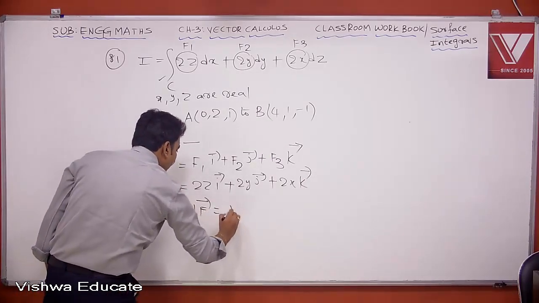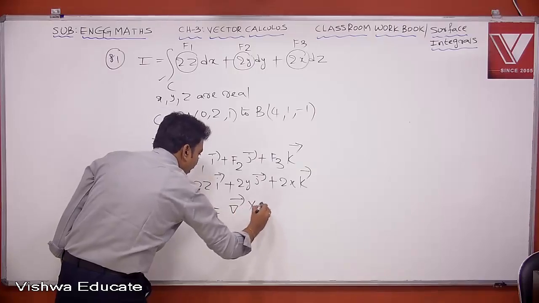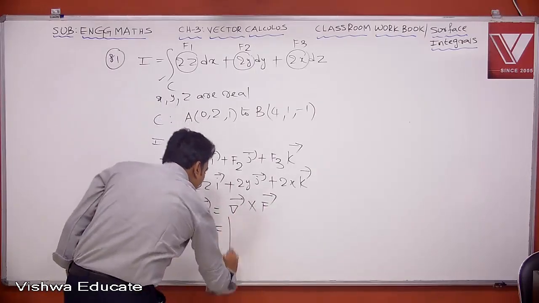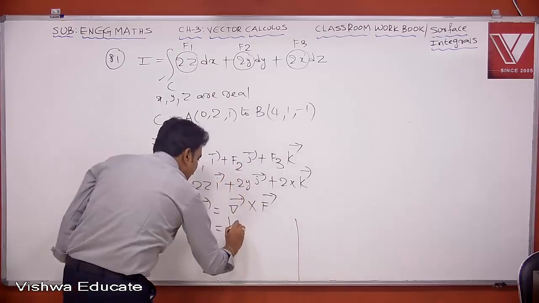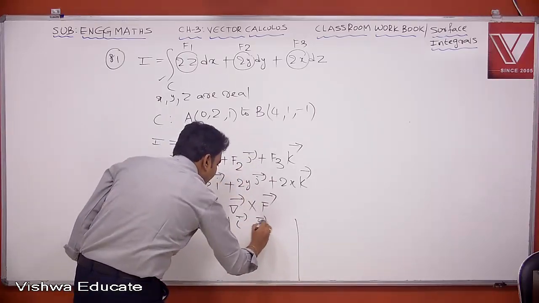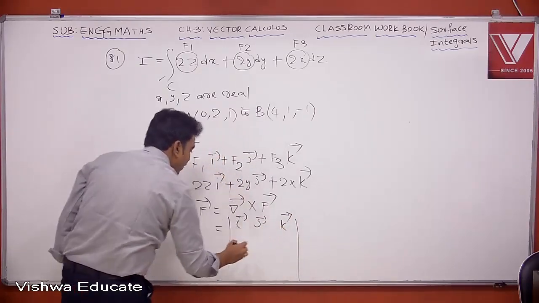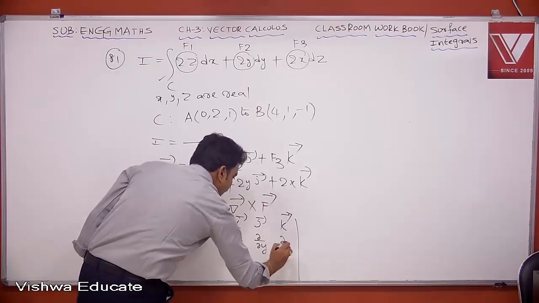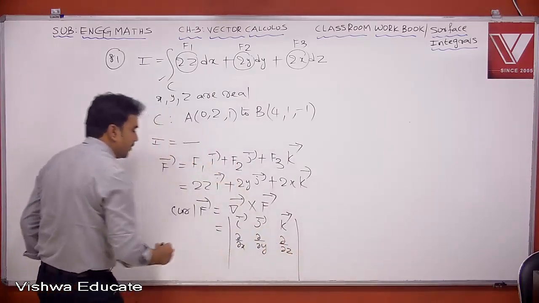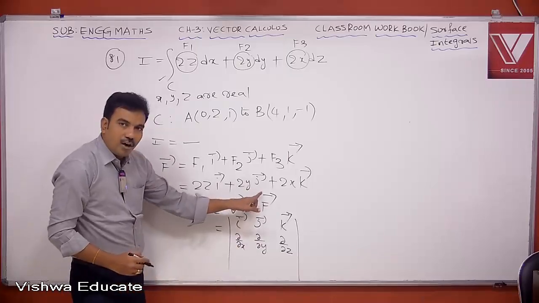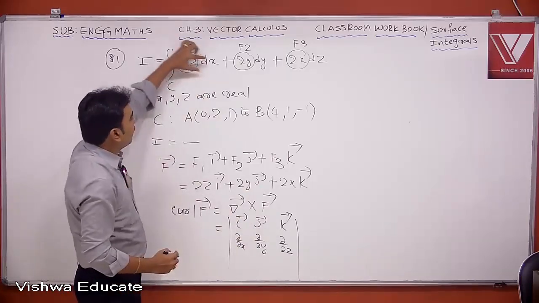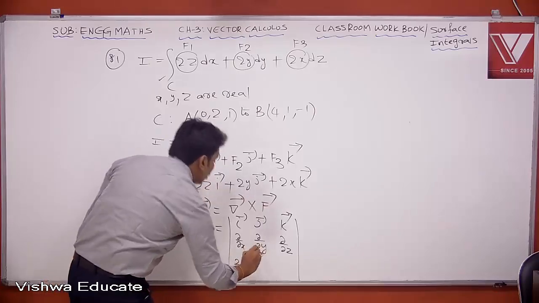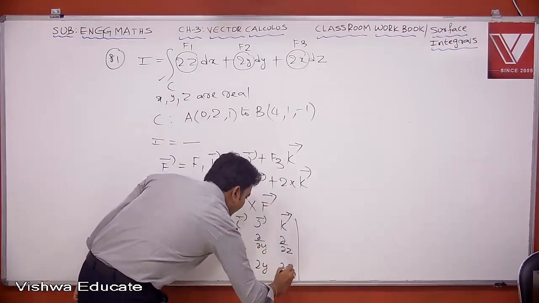Curl F bar equals del bar cross F bar. This is by definition. Now this is nothing but a 3 by 3 determinant. The first row is the unit vectors i bar, j bar, k bar. The second row is the components of the del vector, dou by dou x, dou by dou y, dou by dou z. And the third row is the components of the F vector. They are F1, F2, F3. So therefore they are 2z, 2y and 2x.